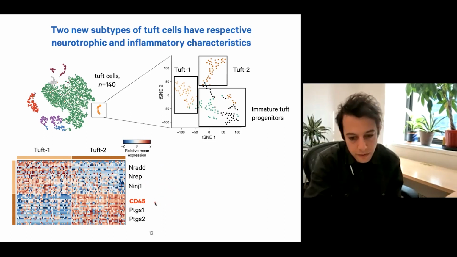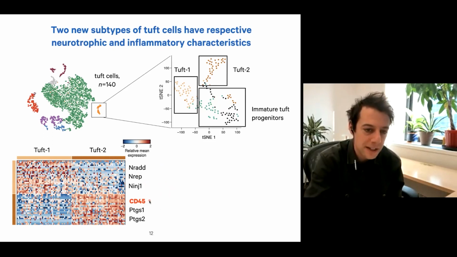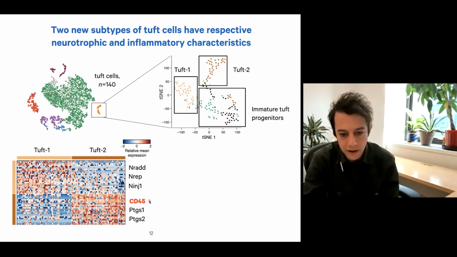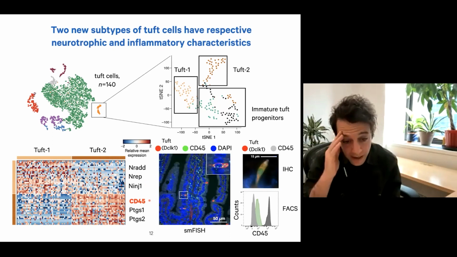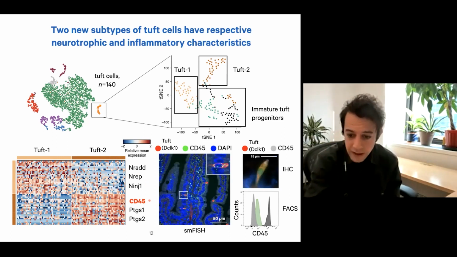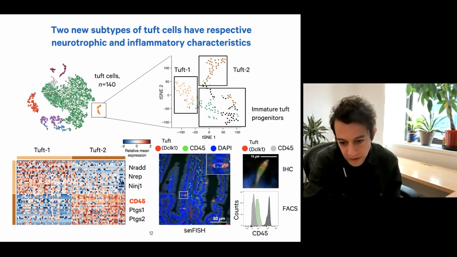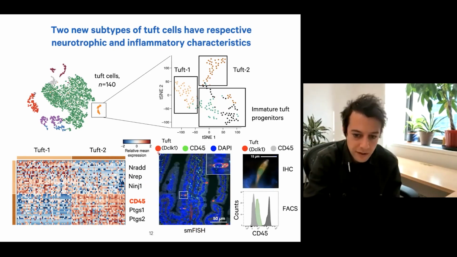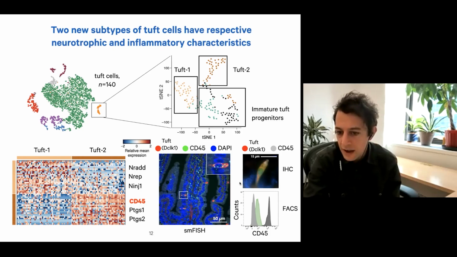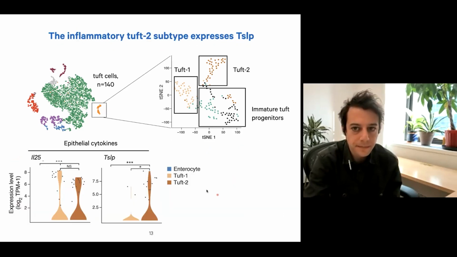And surprisingly, we identified that CD45, which is commonly thought of as a hematopoietic marker or an immune cell marker, was expressed by a subset of these tuft cells, which we were able to validate using single molecule FISH. The CD45 in green is co-localized with the tuft cell marker DCLK1 at the mRNA level, but also at the protein level using immunohistochemistry and flow sorting.